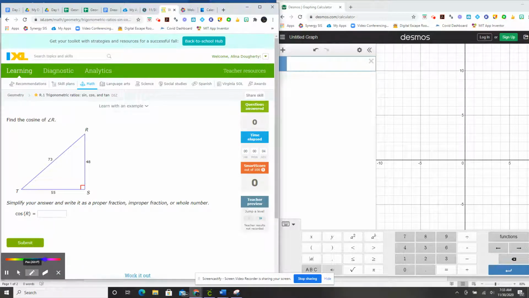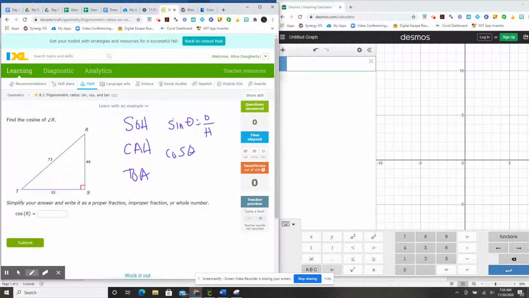Remember that we can use SOH CAH TOA. The sine of your angle equals the ratio of opposite over hypotenuse. And cosine of your angle equals adjacent over hypotenuse. And tangent of your angle equals opposite over adjacent. So tangent, T equals O over A. Cosine equals A over H. And sine equals opposite over hypotenuse.